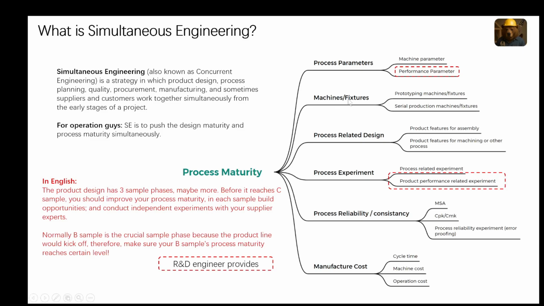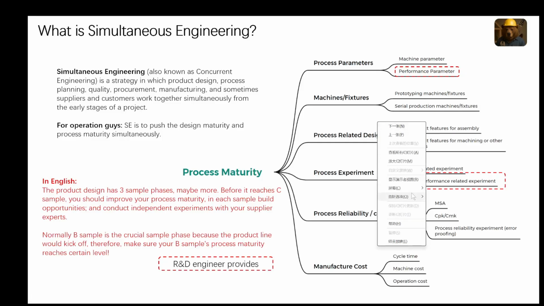And machines, fixtures, of course, you need to select the machines, and you need the suppliers to design your serial product machines. And then the process related design, and the product features for assembly. Is there any supporting features for your fixtures on your product? For example, is the hole big enough for your screwdrivers to reach in? This is very common for the design for manufacturing ideas.